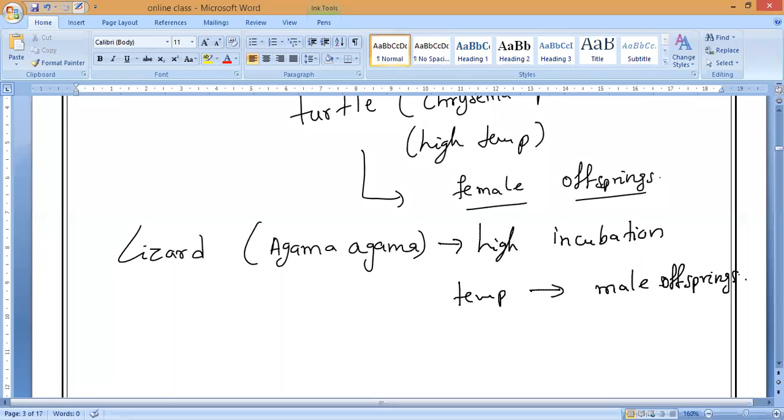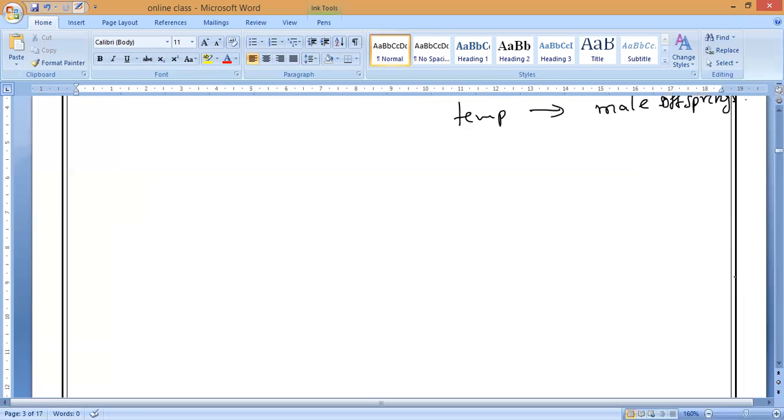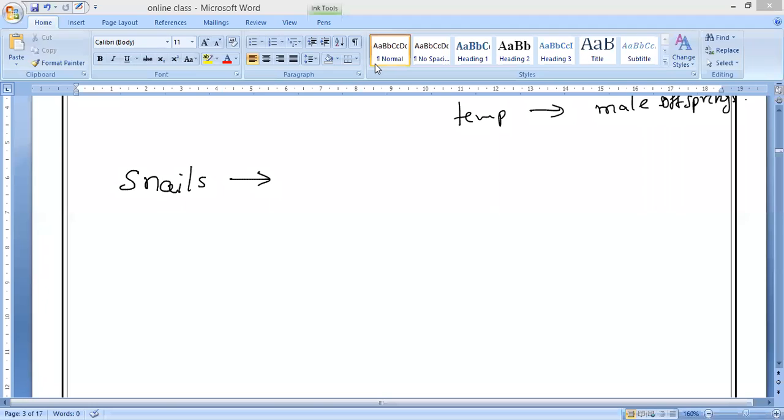That is why environmental factors determine the sex of some kinds of animals, like turtles and lizards. We call all of these reptiles. For example, you can take snails. How many of you know snails? Have you heard about snails, guys? Please respond. In snails, there is no environmental factor, and there is no sex determination like in humans.